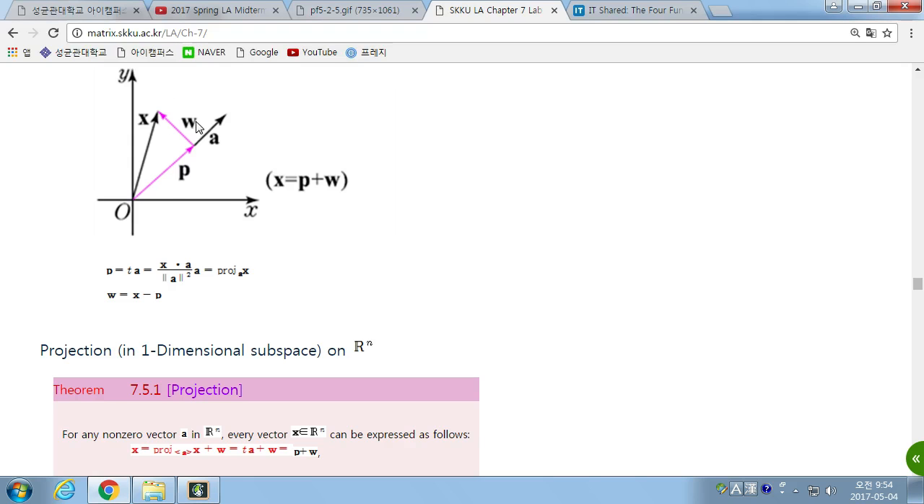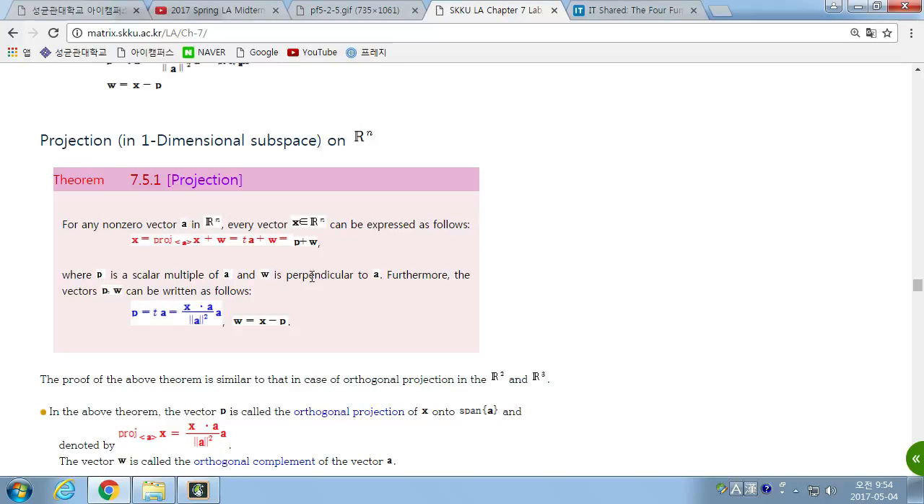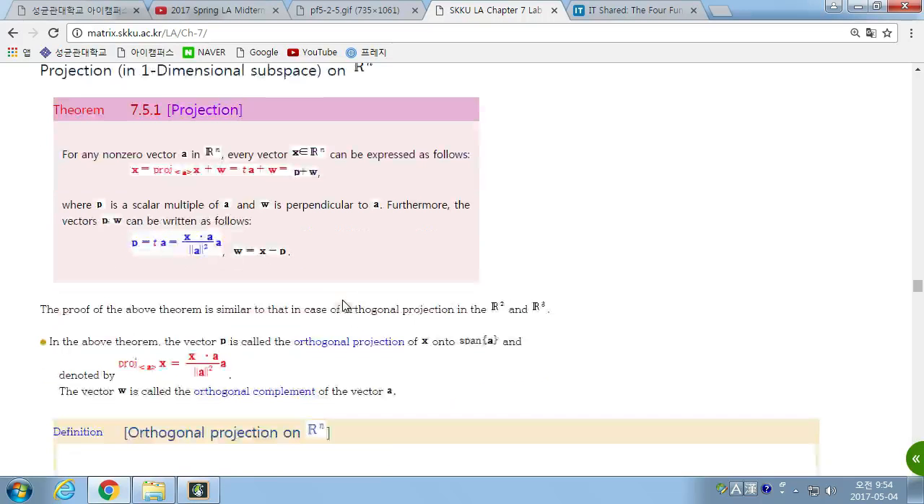And this W, the orthogonal complement, can be found as X minus P if you subtract, because P plus W is X, so W is X minus P. So you have this concept already. And most of you did very well on the midterm examination to review that. Here is the projection theorem first.